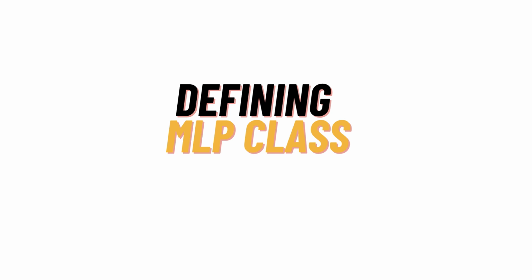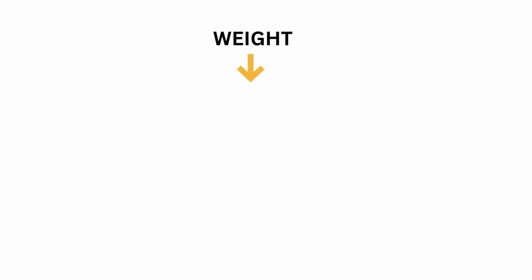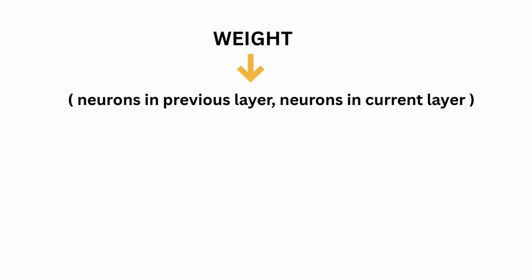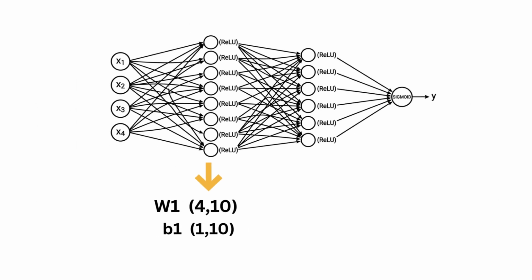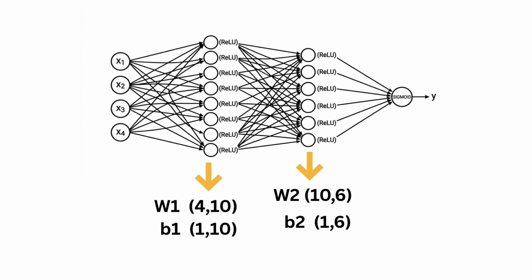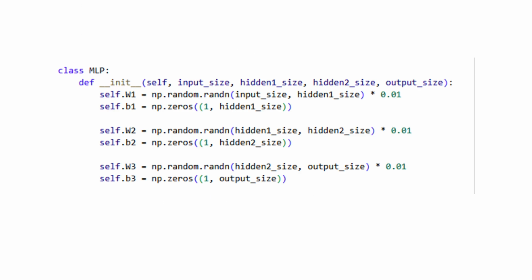Before we code the class, let's establish the rules for the shapes of our weights and biases. Weight matrix rule: the shape is neurons in previous layer, neurons in current layer. Bias shape rule: the shape is 1, neurons in current layer. Following these rules, W1 is 4, 10, B1 is 1, 10, W2 is 10, 6, B2 is 1, 6, W3 is 6, 1, B3 is 1, 1.